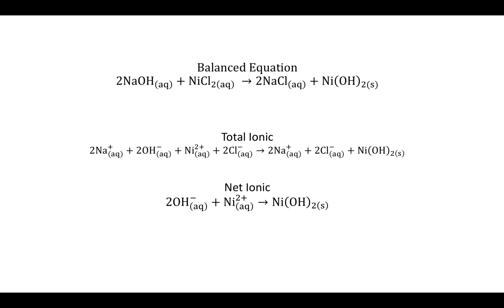We can cross out our spectator ions on either side of the equation, which are sodium and chlorine, in order to find our net ionic. This displays the true reaction that occurs. 1 nickel ion combines with 2 hydroxide ions to form 1 molecule of solid nickel 2 hydroxide.